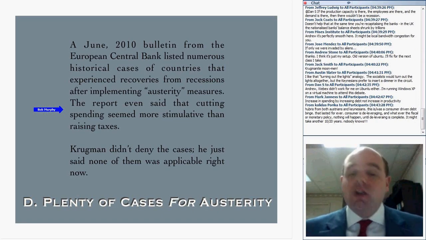On the other hand, there are plenty of cases where government cutting spending, even in the midst of a recession, actually leads to a strong recovery. Ironically enough, on June 2, 2010, the European Central Bank came out with a bulletin listing these historical cases. Some of them implemented austerity, meaning they reduced their deficits, through a combination of spending cuts and tax hikes. That obviously isn't good from an Austrian point of view.